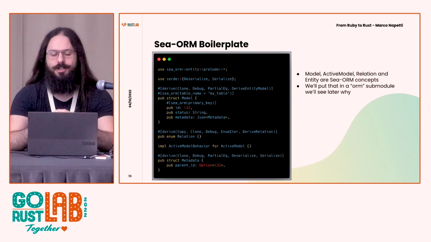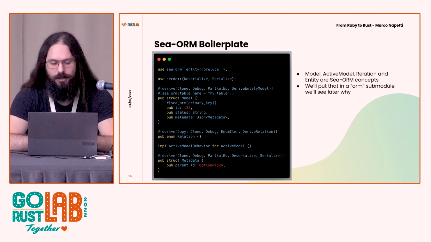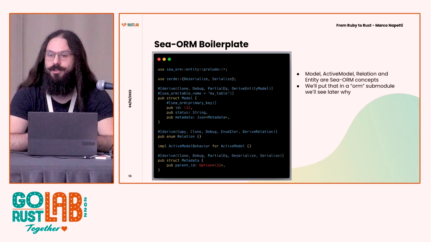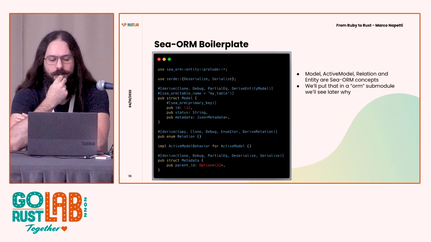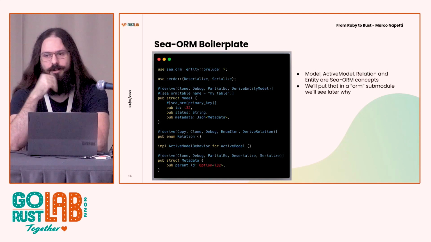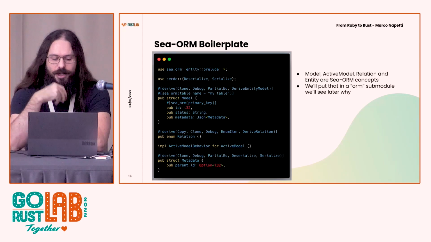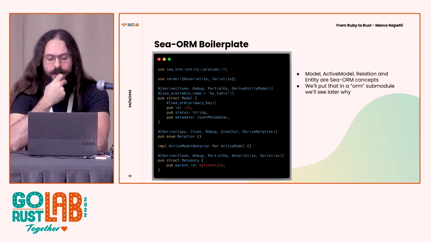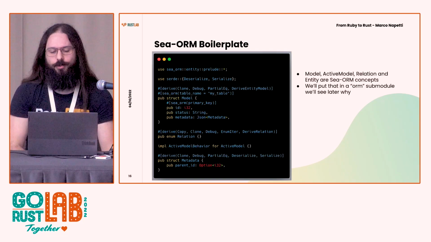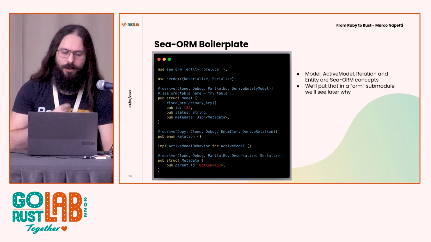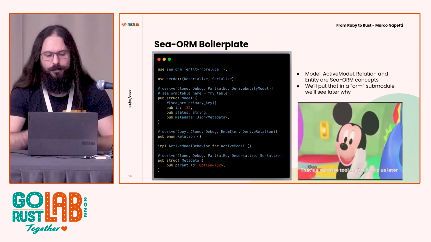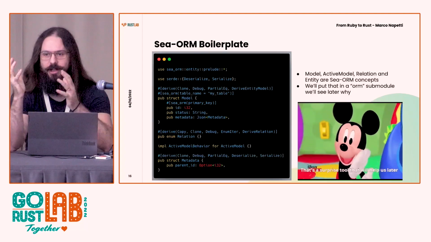CRM has several concepts that repeat for every table. There is the model, which is a read-only data representation. You can use it in query result sets. Active model is a write-only data representation. You can use that in inserts and updates. Relation is a schematic representation of foreign keys. Here we have none. And the entity is the entry point to execute queries on the table. We'll put everything in our ORM submodule. We'll see later why.